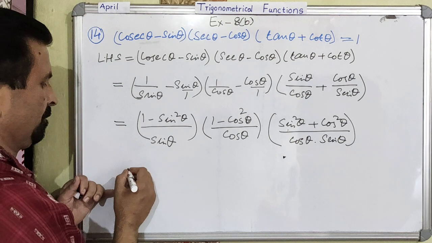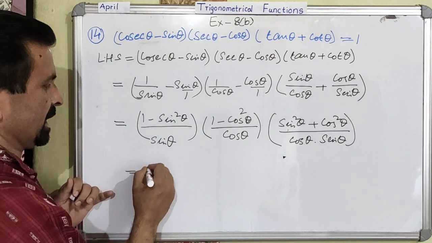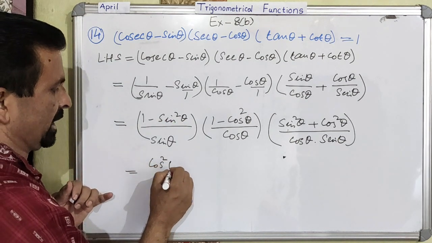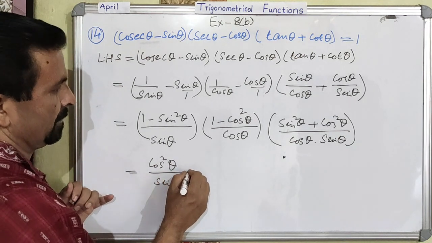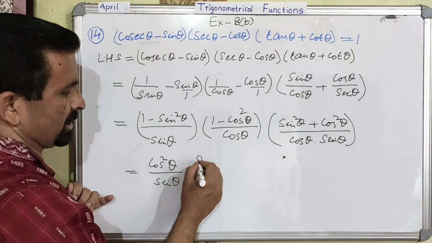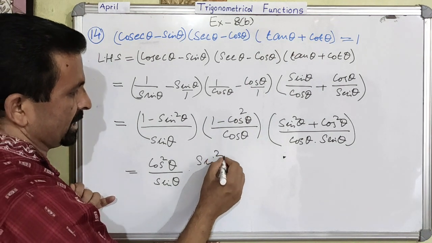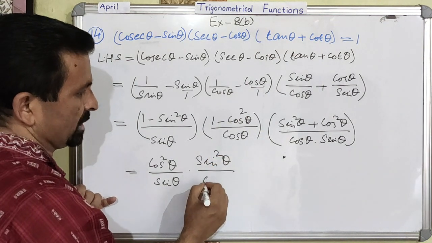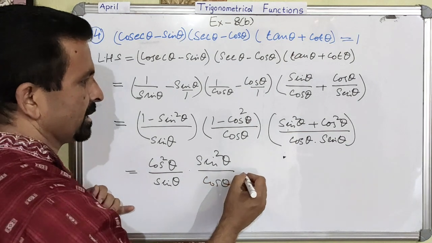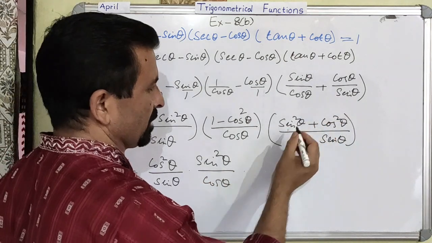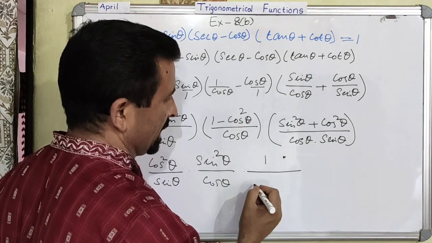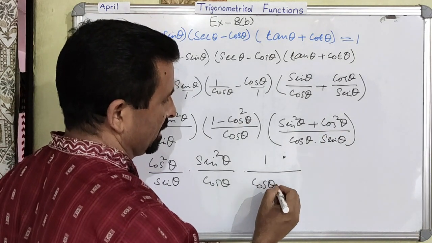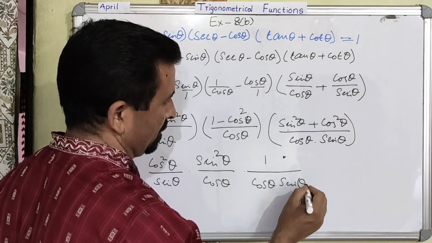Now, 1 minus sin square theta is equal to cos square theta, and 1 minus cos square theta is equal to sin square theta. Write this as sin square theta over cos theta. The third one will become 1, and this will become 1, since sin square theta plus cos square theta is equal to 1. The denominator is as it is, cos theta into sin theta.